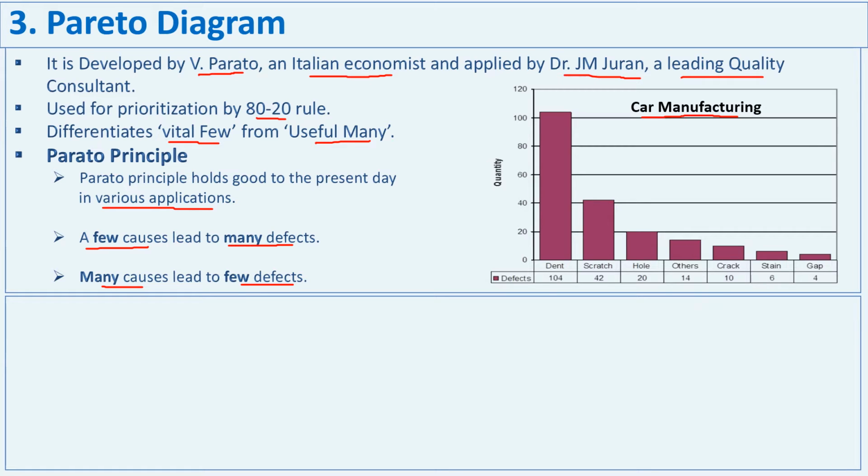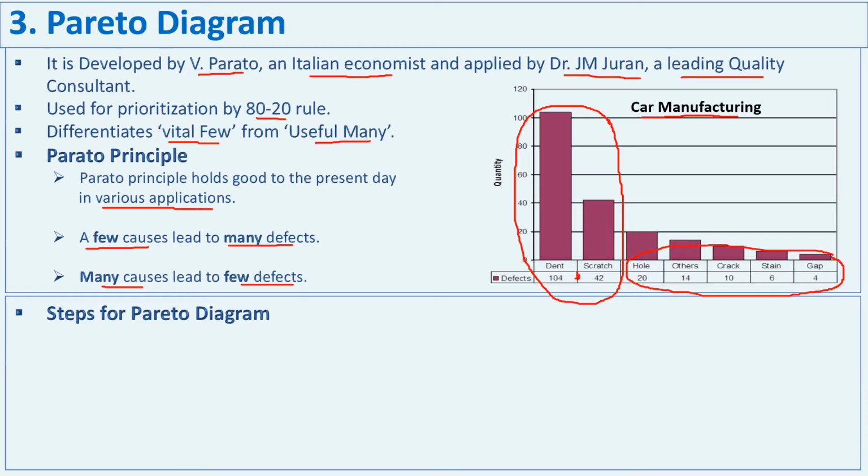Here, a few causes lead to many defects. Some few causes like dents and scratches lead to many defects, like 104 plus 42 defects found in the dents and scratches. Many causes like hole, others, crack, stain, gap lead to few defects like 20, 14, 10, 6, 4. This is the main principle of Pareto.